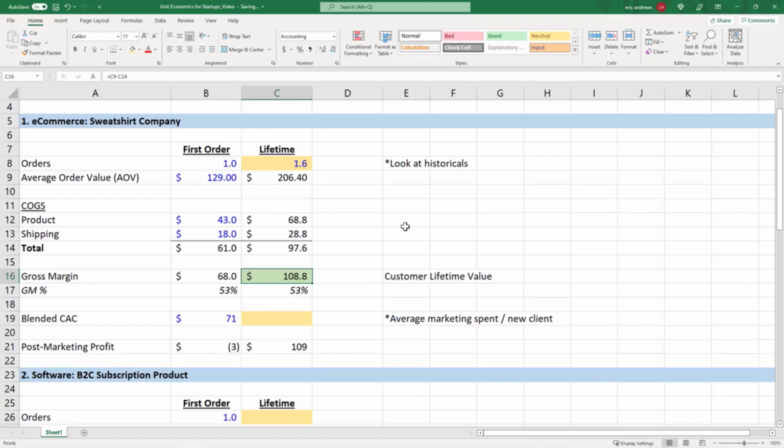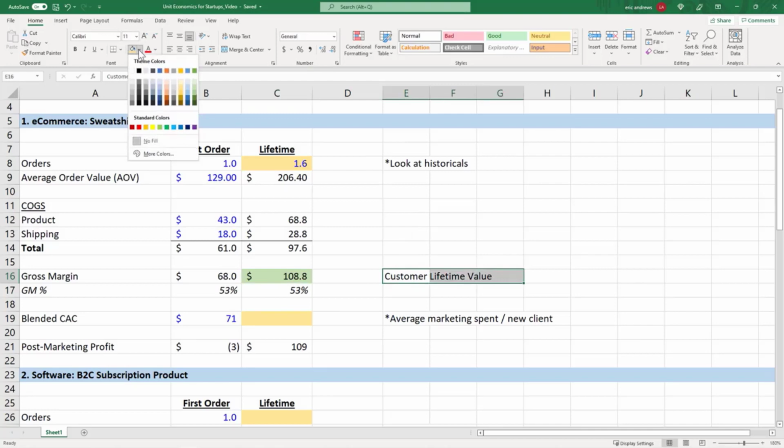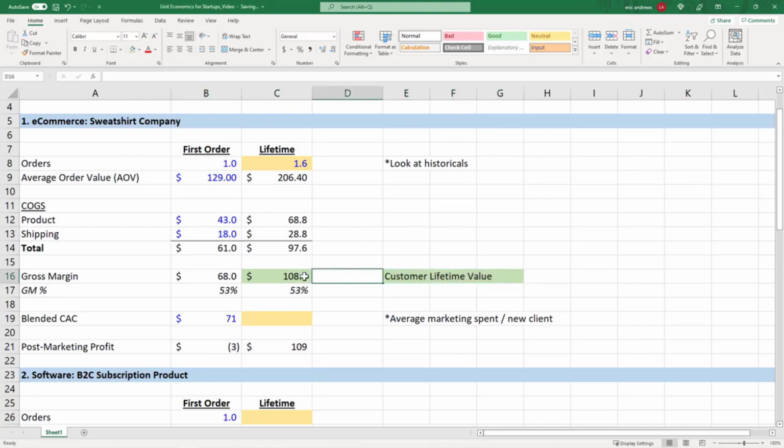Your lifetime gross profit is a concept called your customer lifetime value, which is probably the most important metric for any startup and really any business, because this is the profit that you expect to make on a customer. Even if they buy for the first time today, you can predictably forecast, if you have good historical data, that you will end up making about $109 on this customer.